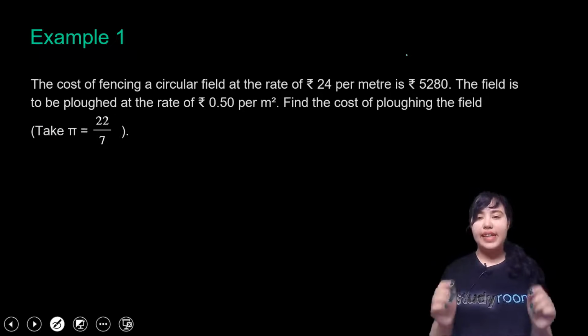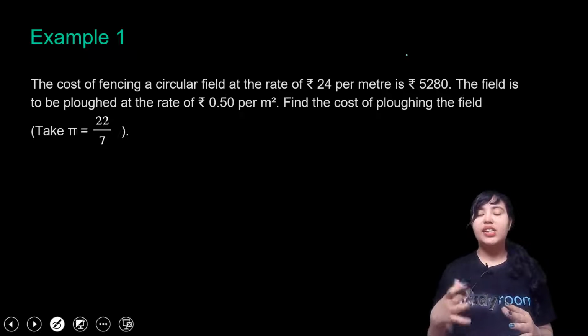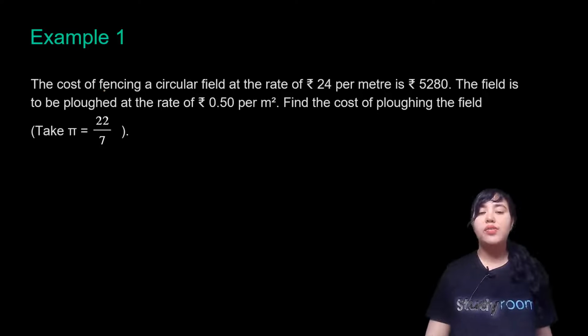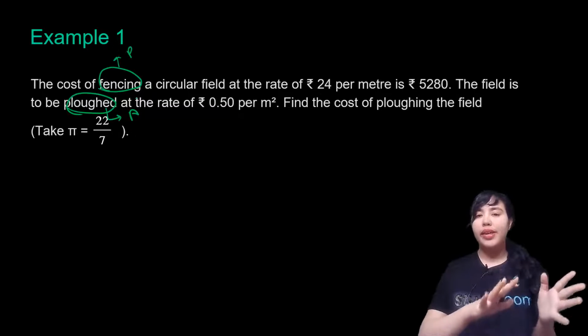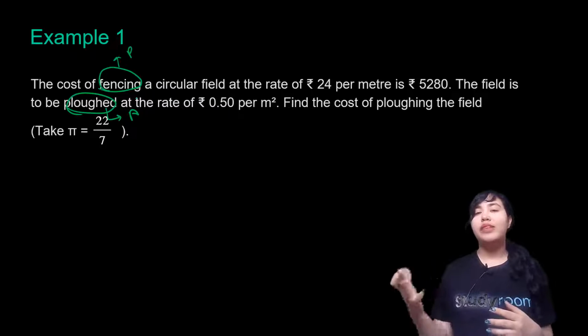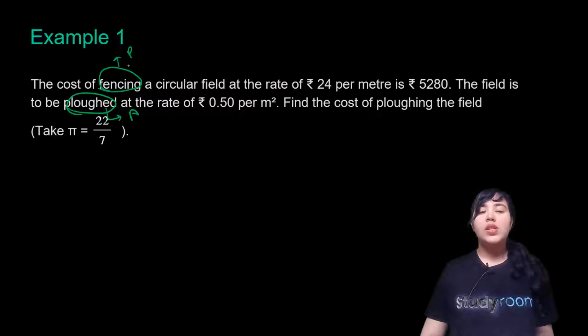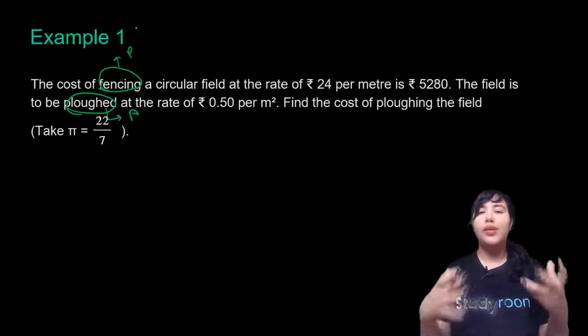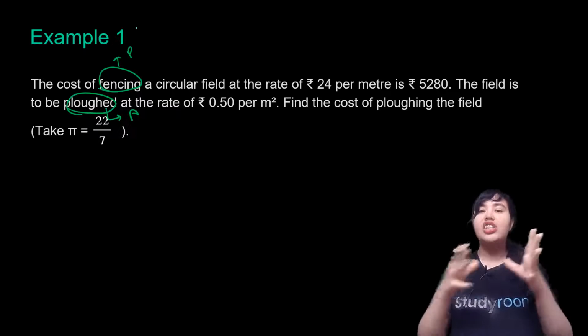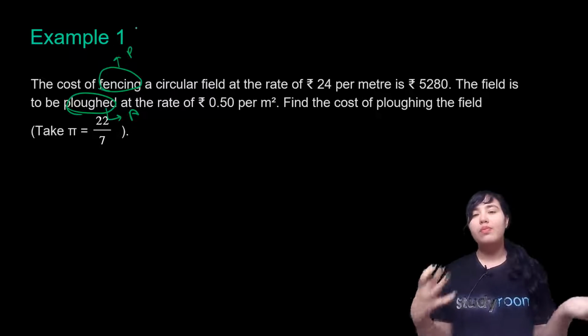So now here we have an example. Before we discuss this example, I'd like to tell you that whenever we talk about fencing, it refers to the computation of the perimeter of that figure, and plowing means you have to calculate the area of that figure. Plowing will definitely involve area in some way, and fencing will definitely involve perimeter in some way. Because when we do fencing, you refer to the boundary. You don't fence the entire place, you fence the boundary. And when you do plowing, you do it in the region which has been occupied by your object.